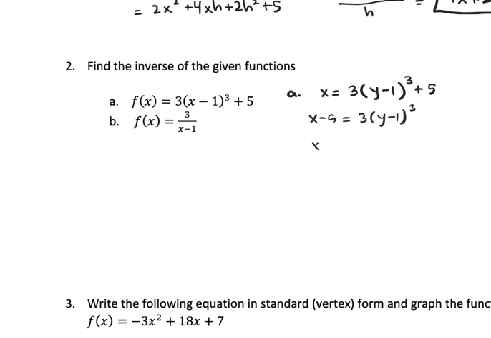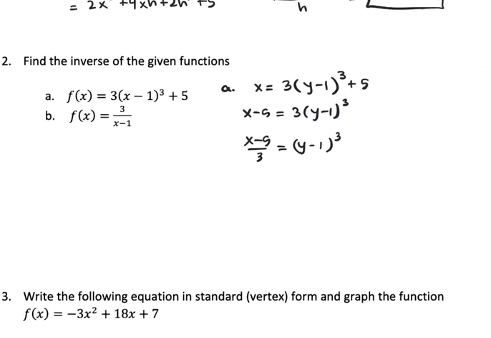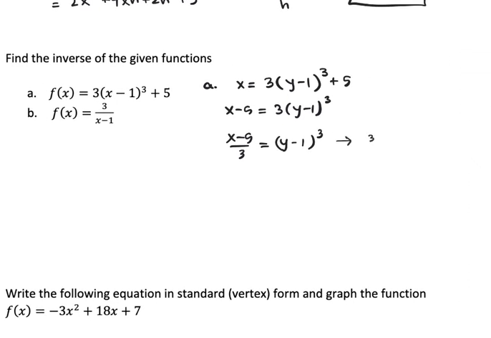Then divide by 3. Then cube root both sides. And then add 1 to both sides. So finally, y, which I'm going to call the inverse of x, is equal to the cube root of x minus 5 divided by 3, and then a plus 1 on the outside of that cube root.